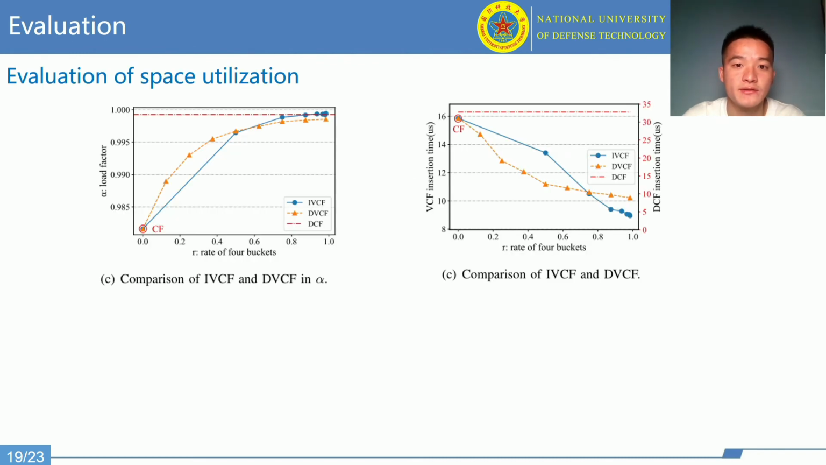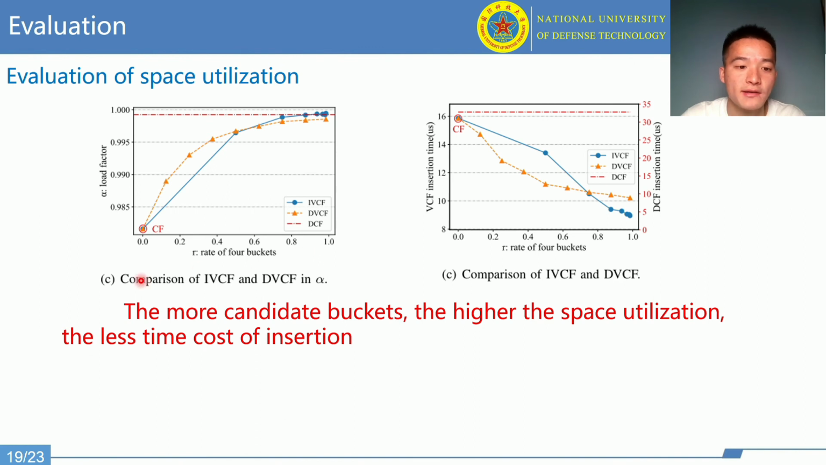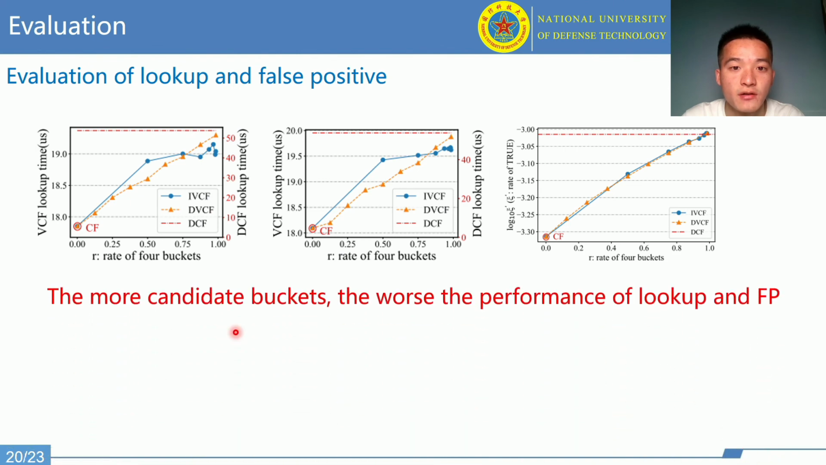To better illustrate the advancements of vertical hashing, we conducted comprehensive experiments on Cuckoo filter, vertical Cuckoo filter, and its variants. Besides, we also conducted experiments on Deke Cuckoo filter. It is also called DCF in the figure, which is also a variant of Cuckoo filter, and it can increase the number of candidate buckets in a more complicated way. Through the experimental results, we can see that the more candidate buckets VCF provides, the higher the space utilization and the net time cost of insertion. As you can see in those figures, the more candidate buckets VCF provides, the worse the performance of lookup and false positives.